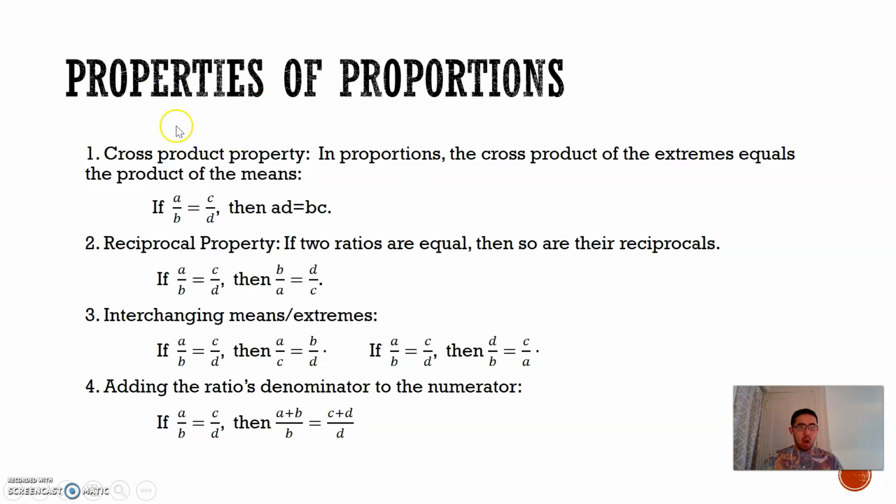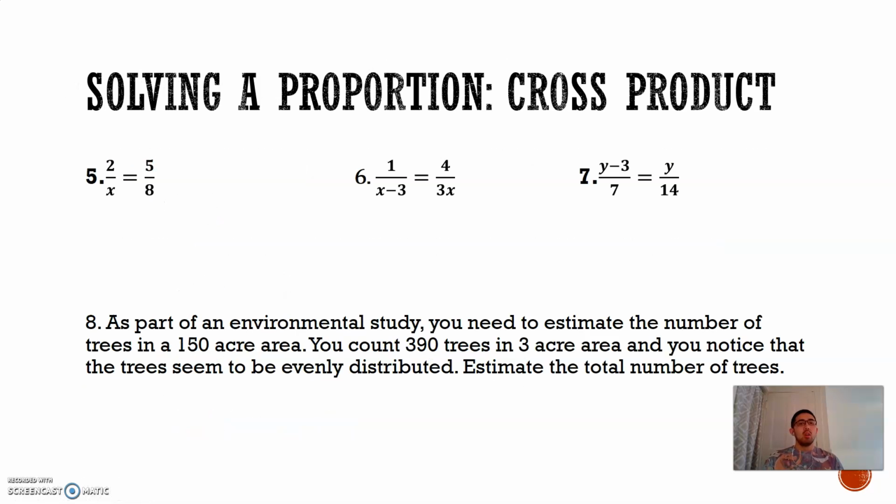The primary property is cross product. The reciprocal interchanging means extremes, and these are gone over in a previous video, so I'm not going to go over them again. Okay? Cross product. How do I solve? If I multiply 2 by 8 and 5 by x, right? I get 5x is equal to 8 times 2. 5x is equal to 16, which means x is equal to 16 over 5.